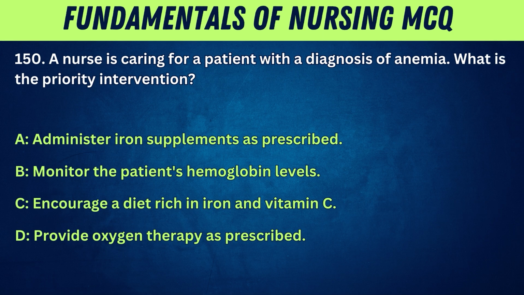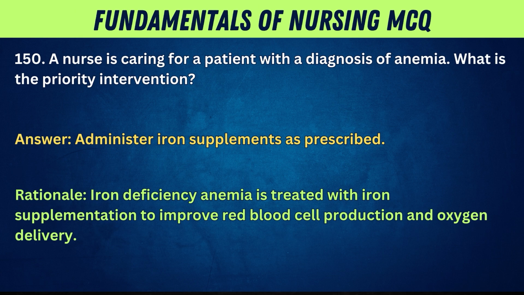150. A nurse is caring for a patient with a diagnosis of anemia. What is the priority intervention? A. Administer iron supplements as prescribed. B. Monitor the patient's hemoglobin levels. C. Encourage a diet rich in iron and vitamin C. D. Provide oxygen therapy as prescribed. Answer. Administer iron supplements as prescribed. Rationale. Iron deficiency anemia is treated with iron supplementation to improve red blood cell production and oxygen delivery.